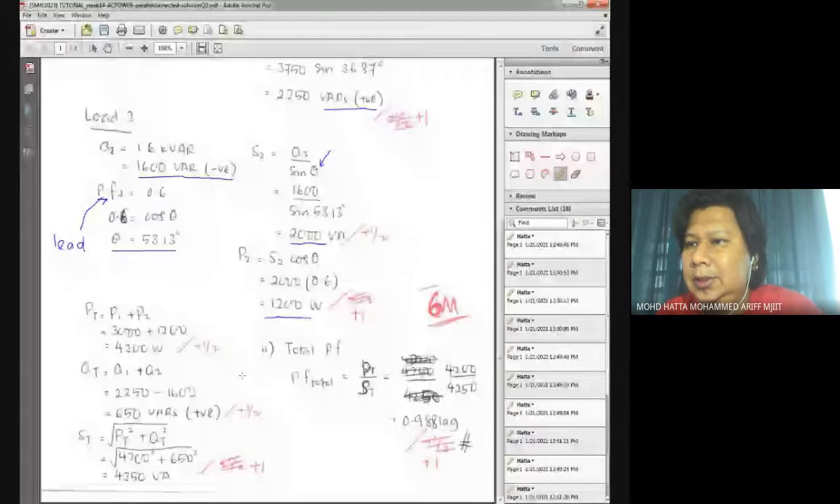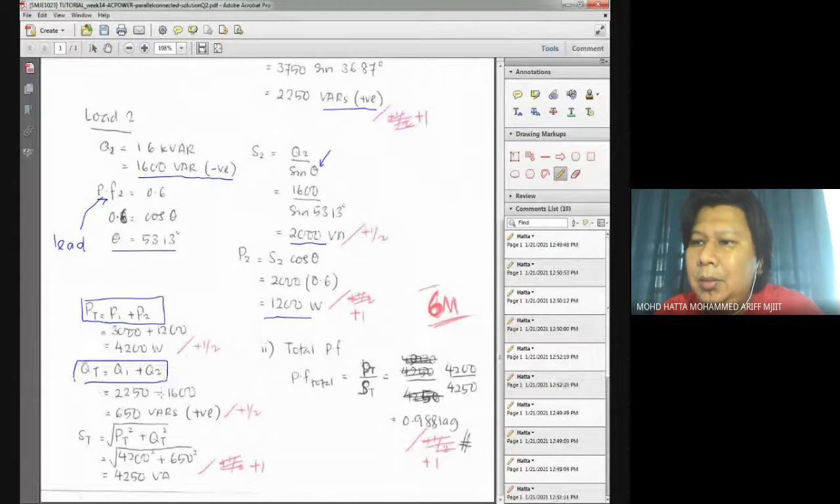All right, in order to get the total AC powers in the circuit, please remember that P total can be combined like this, where P total equals P1 plus P2. Q total can also be combined like this, Q1 plus Q2. But remember that Q2 should be a negative value, and you will have your Q total as 650 VARs, a positive value.